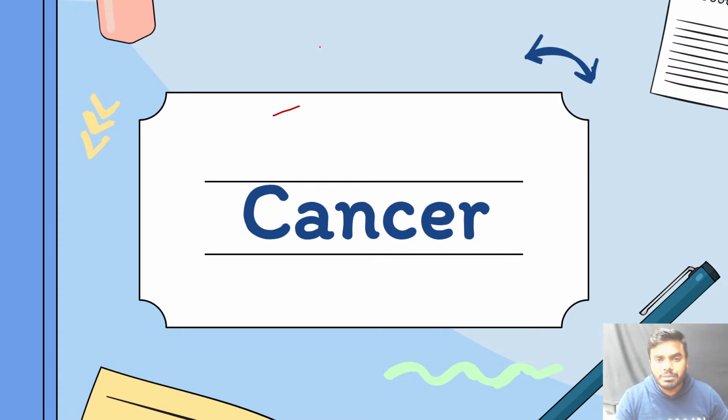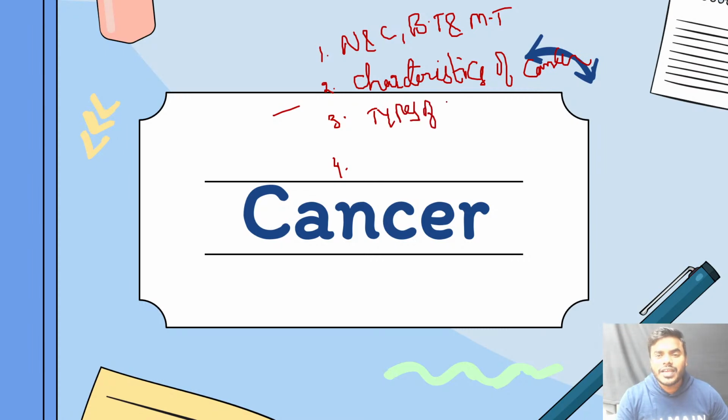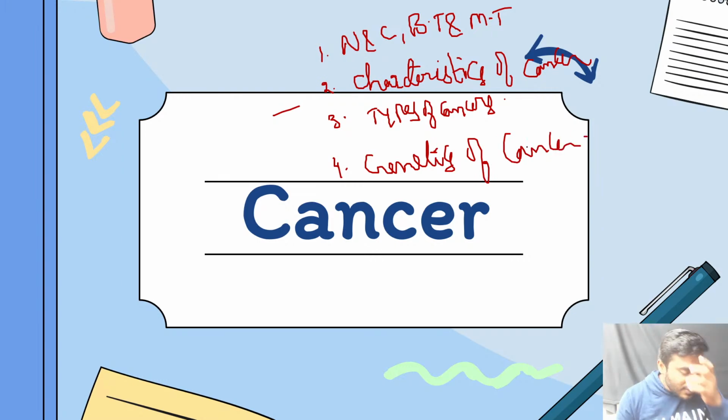So friends, all the students listen to me very carefully. Starting from the differences between the normal cell and cancer cell, the differences between benign tumor and malignant tumor, and the most important, friends, the characteristics of cancer. 90% of the questions from the chapter of cancer will come from the characteristics only. Then we have to read about the types of cancers, and the most important among all, the genetics of cancer. So friends, these 4 things everyone has to read briefly and elaborately.